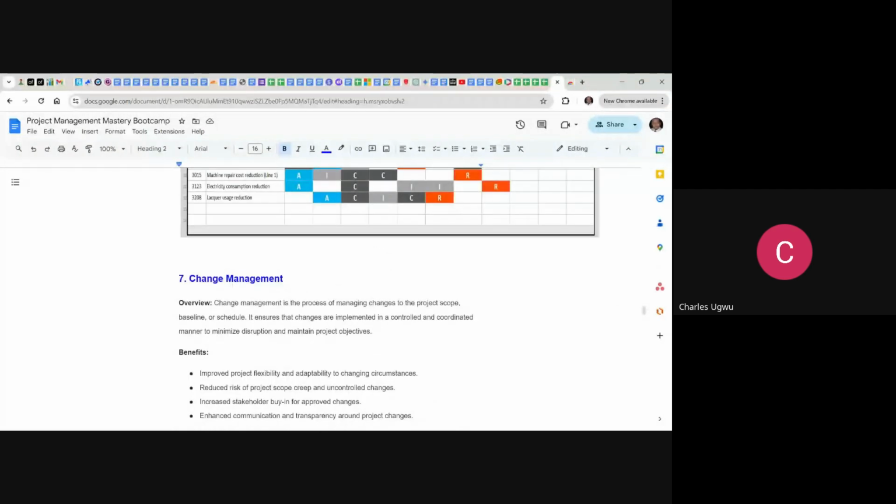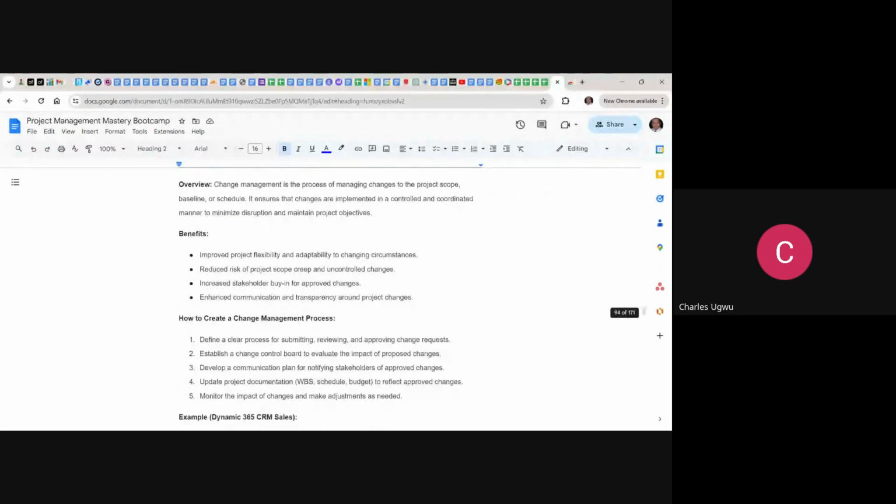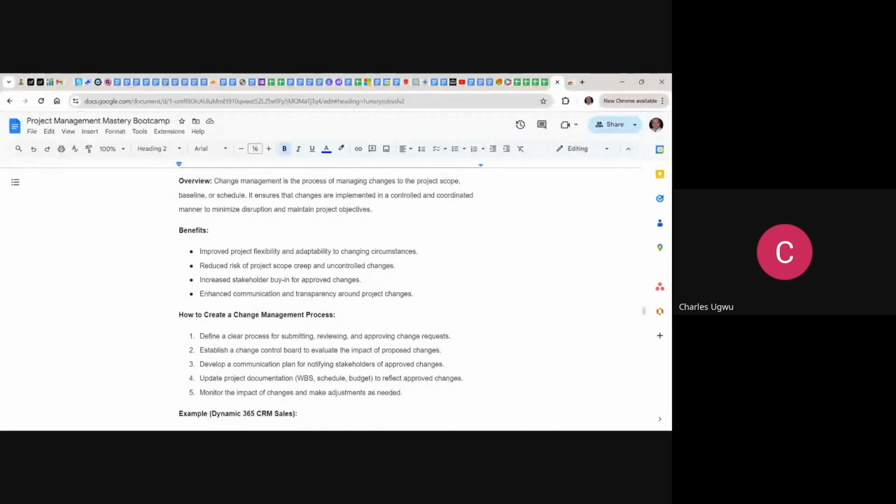The last but not the least is change management. This change management here is trying to manage the change in an ongoing project. Change management is the process of managing change to the project scope, baseline, and schedule. It ensures that the projects are implemented in a controlled and coordinated manner to minimize disruption and maintain project objectives. Benefits: it improves project flexibility and adaptability to changing circumstances, reduces the risk of project scope creep and uncontrolled changes, increases stakeholders' buy-in for approved changes, and enhances communication and transparency around the project change.